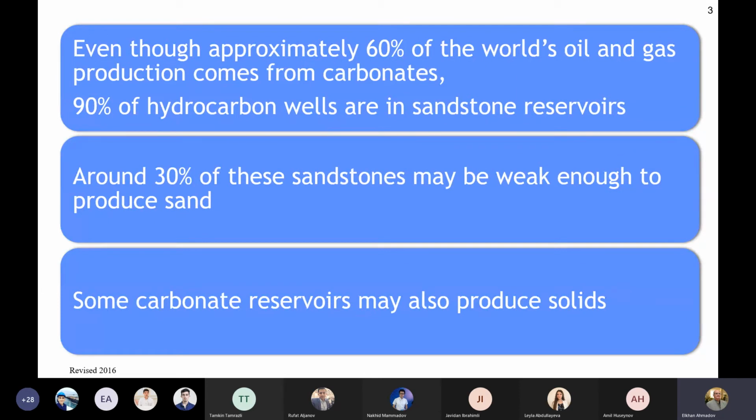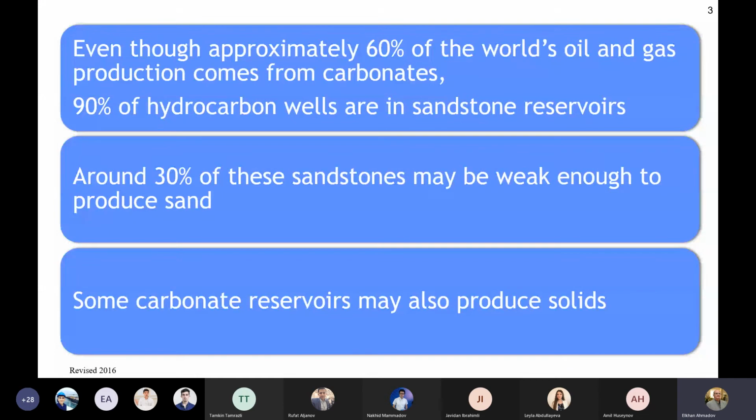Okay, and even some carbonate reservoirs may also produce solids because carbonate reservoirs, as we learned, are very fine material, and once we start, for example, acidization, we may have some fines migration here as well because the cementation is broken, and it may also produce some solids in the form of fines into the wellbore.